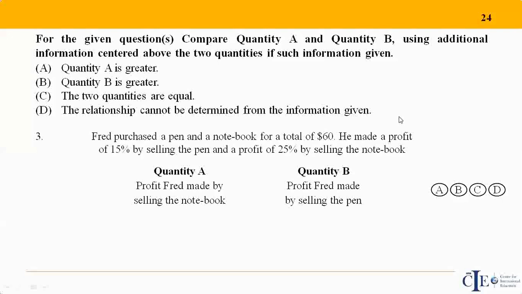D for most of you, and that's right. D is the correct answer because we don't know exactly what is the split up of the 16. So how do we calculate these percentages? The combined value of a pen and a notebook is $60. So it could be 30/30, right? And the profit, 15% of 30 and 25% of 30, would make notebook greater. But it can also happen that you have pen costing $50 and the notebook only $10. Might be a costlier product. So you can have A also bigger than B.